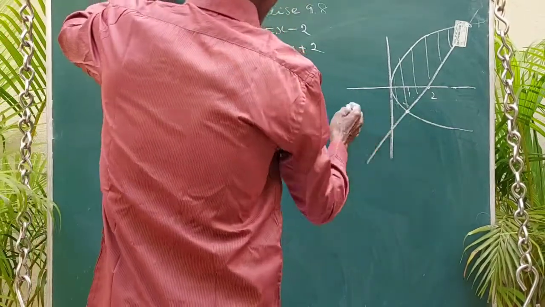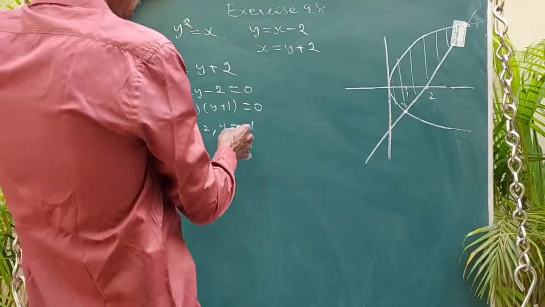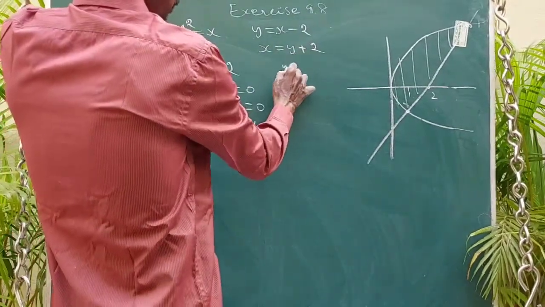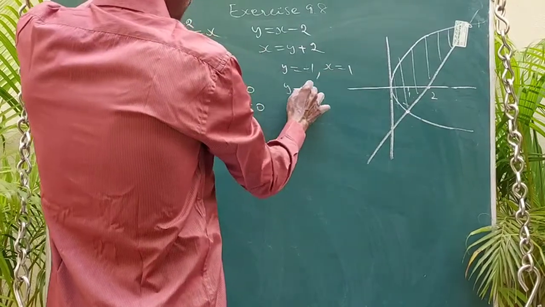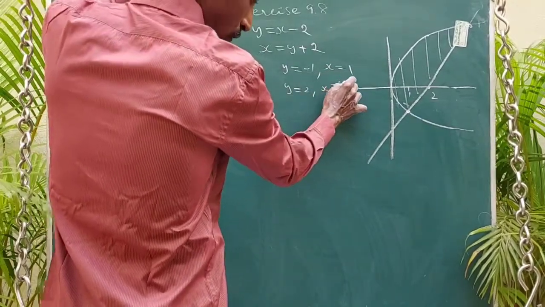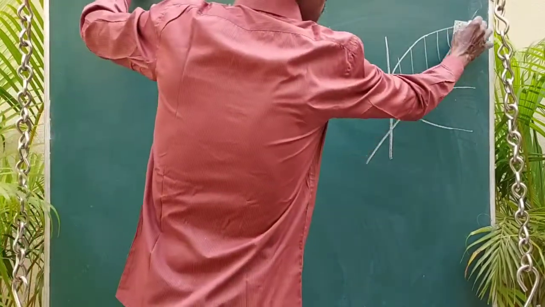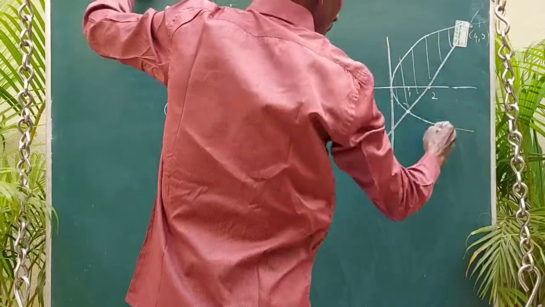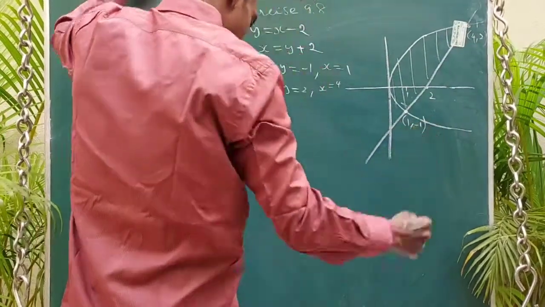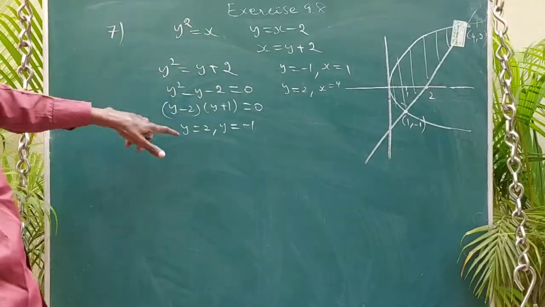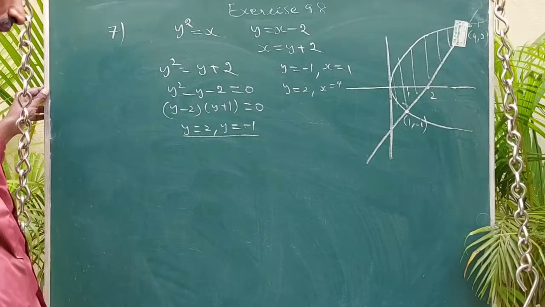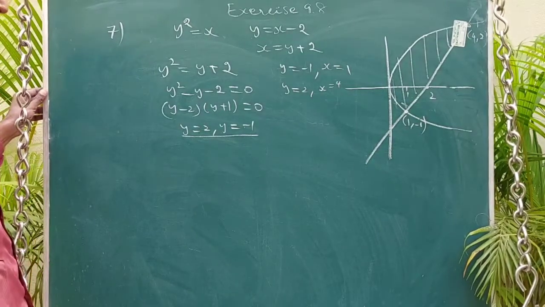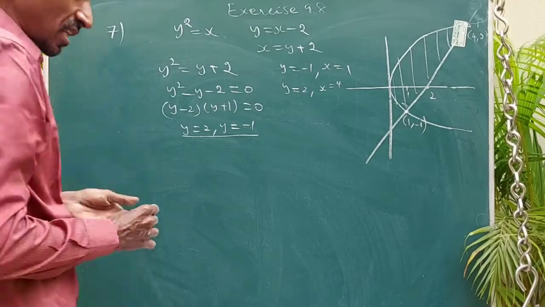So if we put y equal to minus 1, we are getting x equal to 1. If we are getting y equal to 2, x equal to 4. So this point is 4 comma 2 and this point is 1 comma minus 1. Anyway, we need only the y limit. So this is needed, minus 1 to 2. We are going to integrate minus 1 to 2, right minus left.